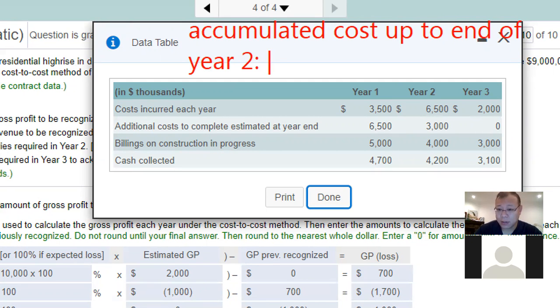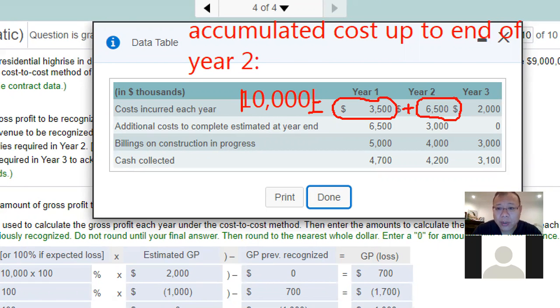You are going to use this, what happened. What's the actual cost in year one, and this is the actual cost in year two. Together you add them together. This should be your total cost incurred to date at the end of year two. So this is going to be 10 million, right?